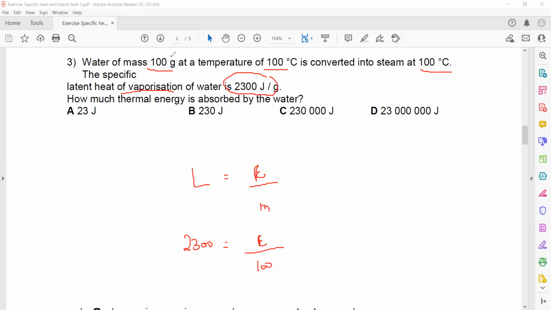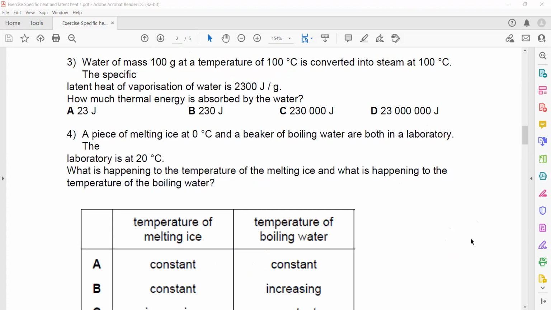Why did we not convert the mass from gram to kilogram? Because the unit of the latent heat is joule per gram. So if it is joule per gram, mass should be in gram. If this was joule per kilogram, then the mass should be in kilogram. So 2300 is multiplied by 100. So 230,000 joule, or C, will be the right answer. Not latent heat, but the energy supplied to convert this water into steam.